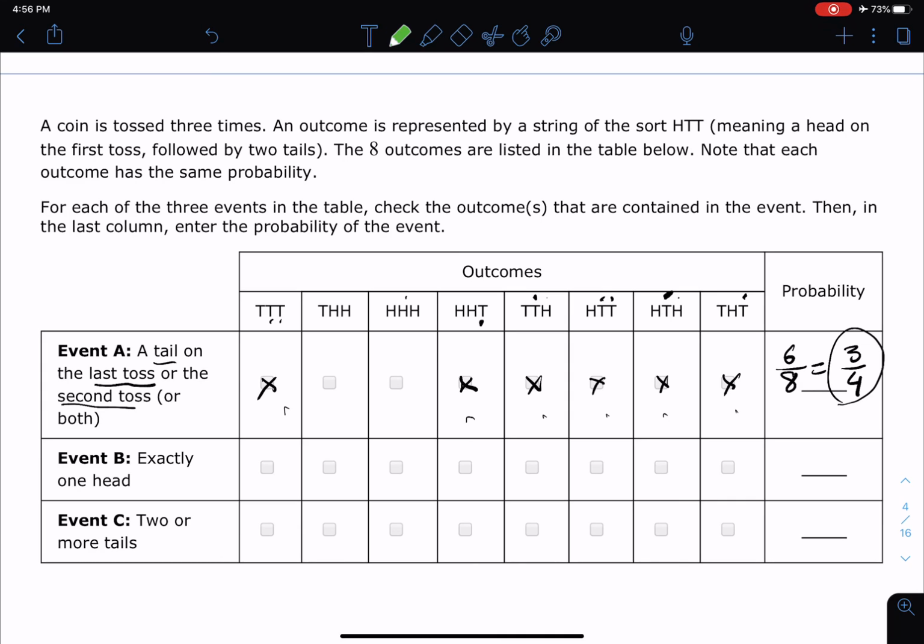Now part B is exactly one head. Exactly one. So that's not the case here. That's not the case there. That's 3. That's 2. There's exactly one head. There's exactly one head. There's 2 heads. And there's exactly one head. So that's going to be 3 out of 8, which doesn't reduce.